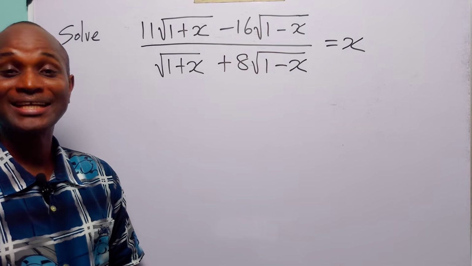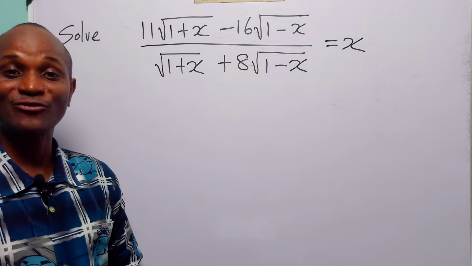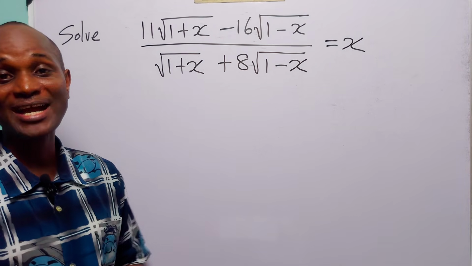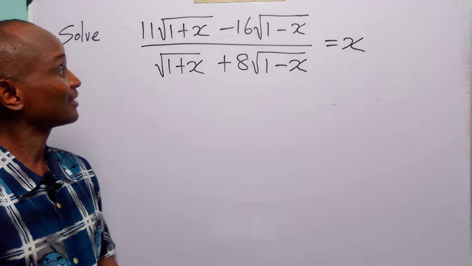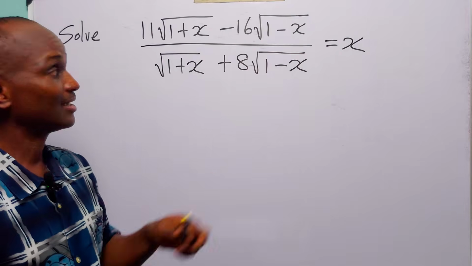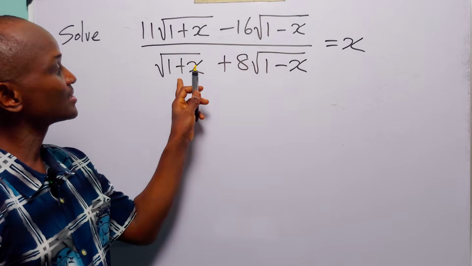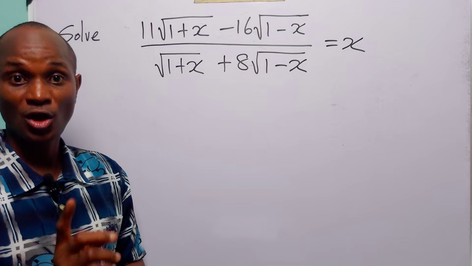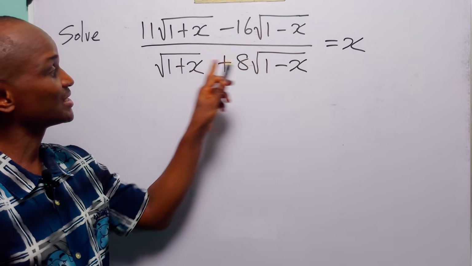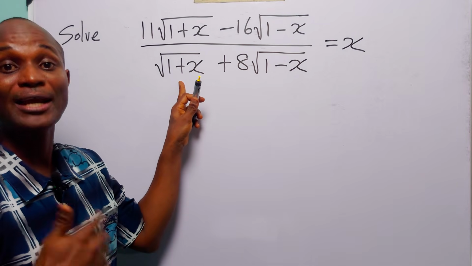Hello and welcome. In this math tutorial, our task is to find the values of x that satisfy this radical equation. Now, to solve this problem, remember that for this equation to be defined, these four square roots must be positive or equal to 0. Of course, you know that because of the nature of the square roots, they cannot both be equal to 0 at the same time.